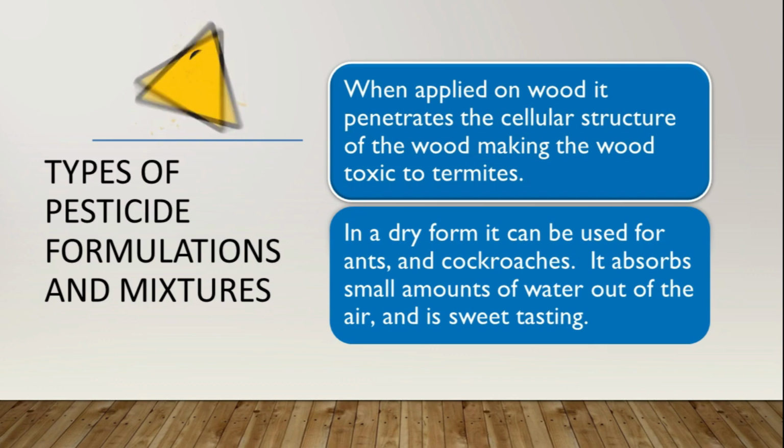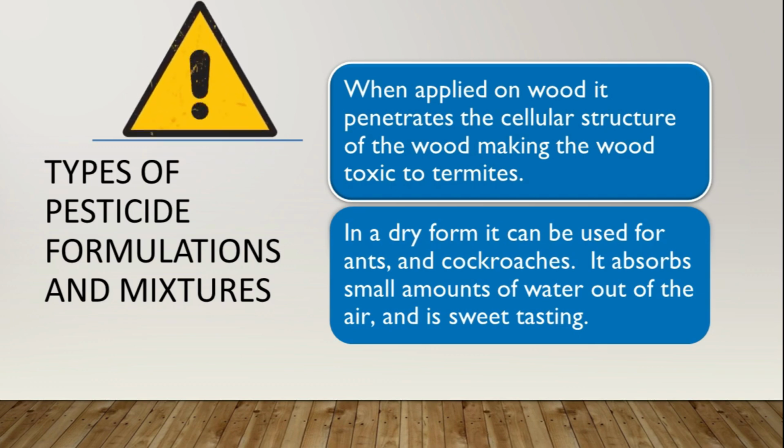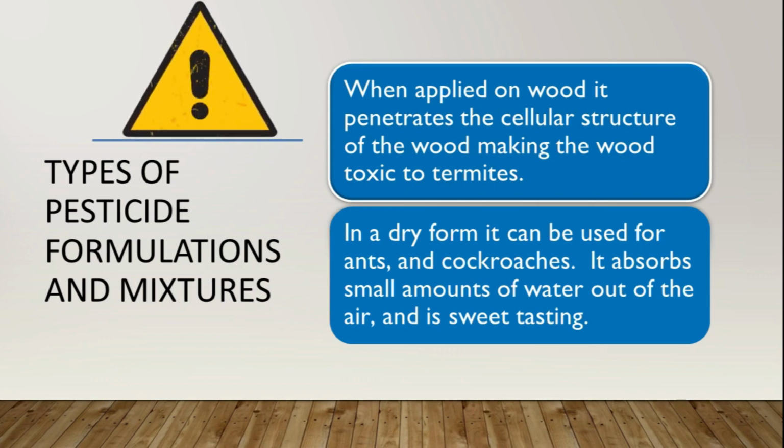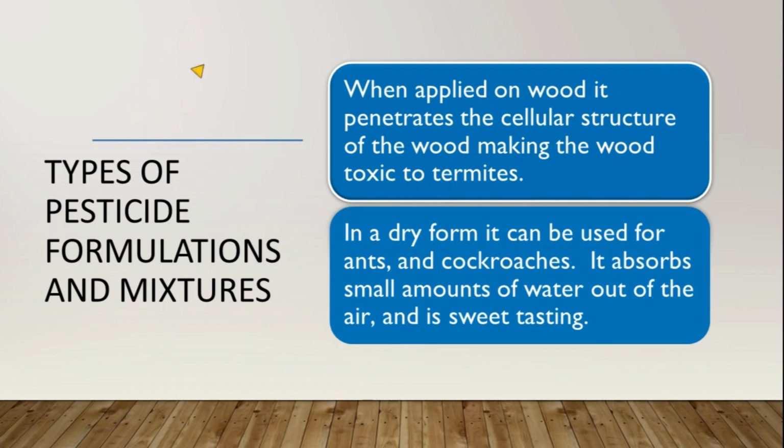When applied on wood, it penetrates the cellular structure of the wood, making the wood toxic to termites. In a dry form, it can be used for ants and cockroaches. It absorbs small amounts of water out of the air and is sweet tasting.